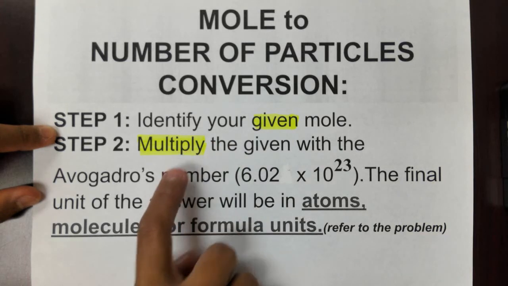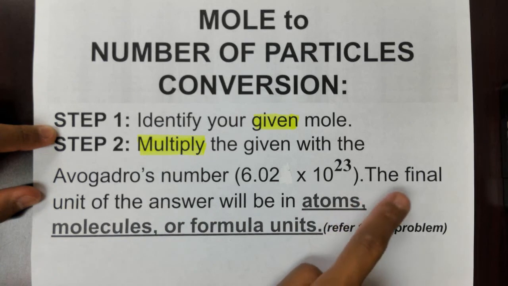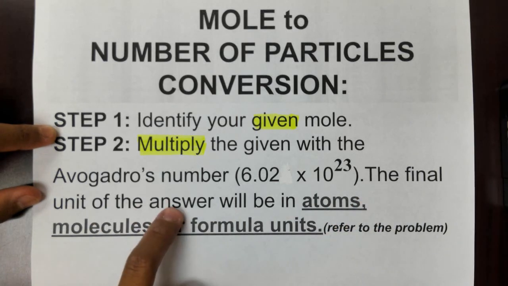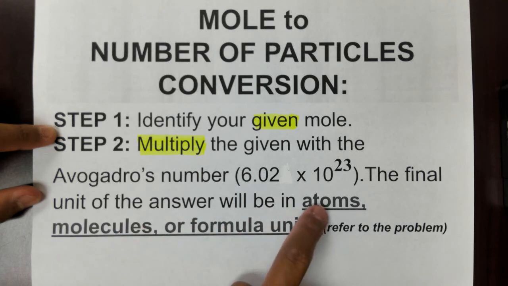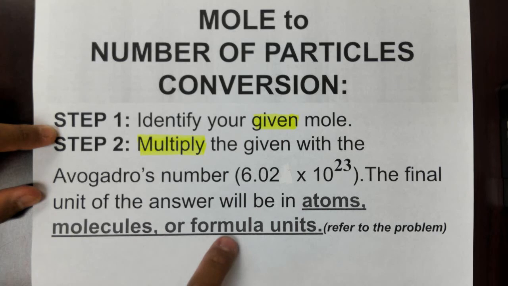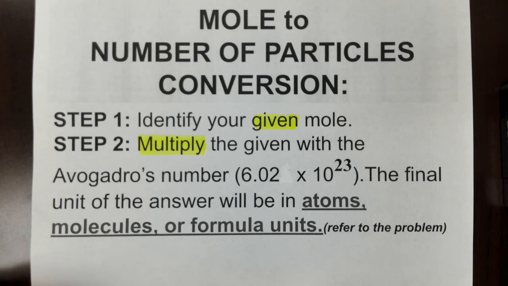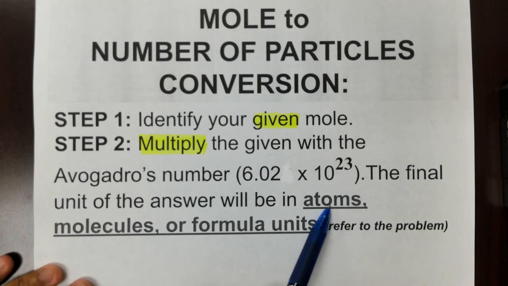When you multiply and input it in the calculator, your final unit of the answer can be in any of these 3 units. It can be atoms, molecules, or formula units. So we have 3 options for the final unit. The problem will ask you the final unit, or will tell you what should be the final unit. To help us recall, when we talk about atoms, we're talking about one specific element that you're going to find out in the problem.